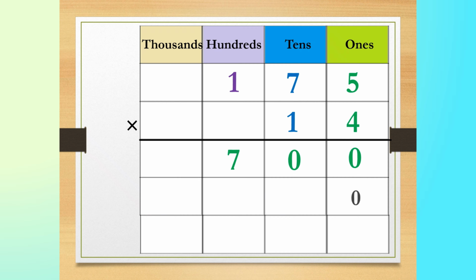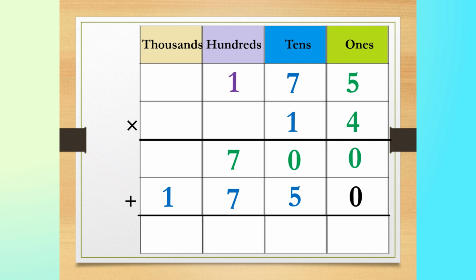Put the 0 placeholder, Mr. 0. Multiply with the tens place. 1 times 5 is 5. 1 times 7 is 7. 1 times 1 is 1.